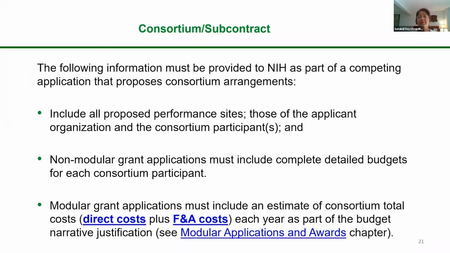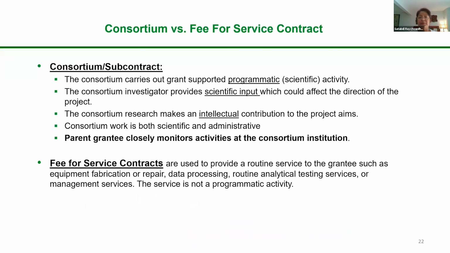The following information must be provided to NIH as part of the application that proposes consortium arrangements. Include all proposed performance sites, those of the applicant organization and the consortium participants. A non-modular grant application must include a complete detailed budget for each consortium. Modular grant applicants must include an estimate of consortium total costs. But for foreign grantees, you always have a detailed budget. So you have to submit a detailed budget for your consortium with the US institution.